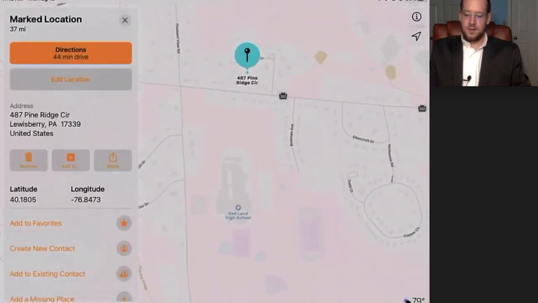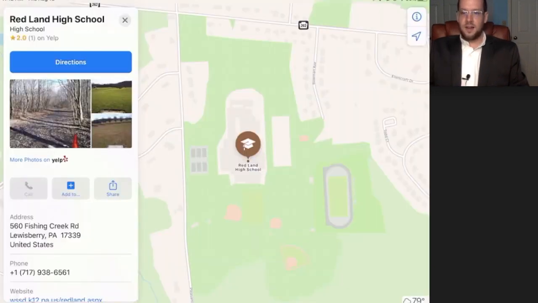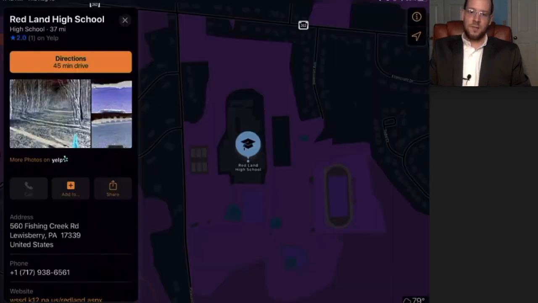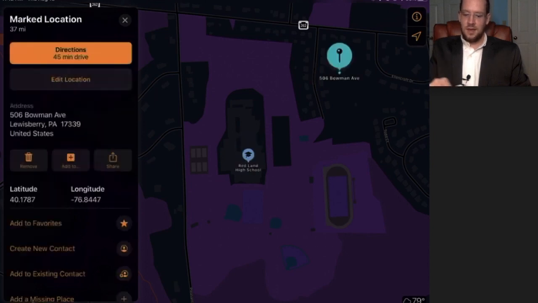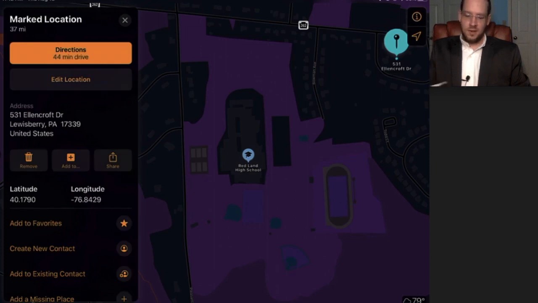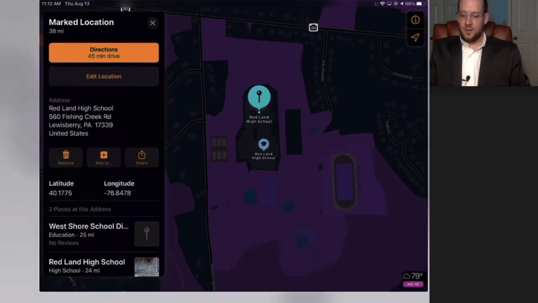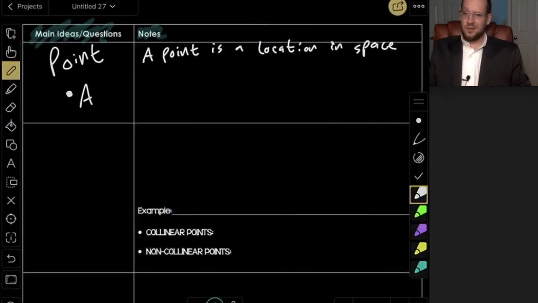What do I got here? Here's Redland High School, and what I did was just look for Redland High School, and you'll notice that above the words Redland is a dot. It's a point. It's a place in space. And as I go around and drop these pins, you'll notice that as I look at different locations in space, I'm getting points. So these are points, and that's kind of what we're dealing with. They're locations in space. It's just a spot in the world, a spot in the plane, a spot in the geometric world, really, as well.